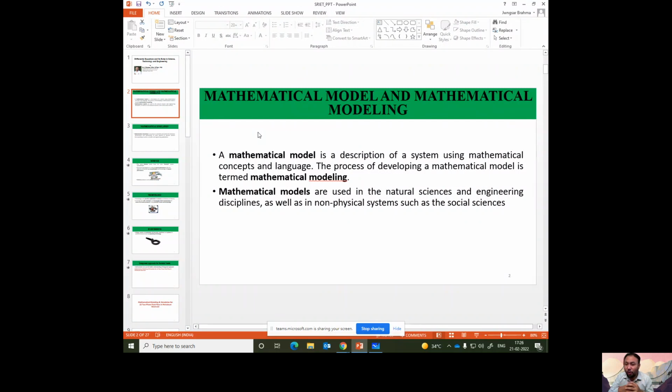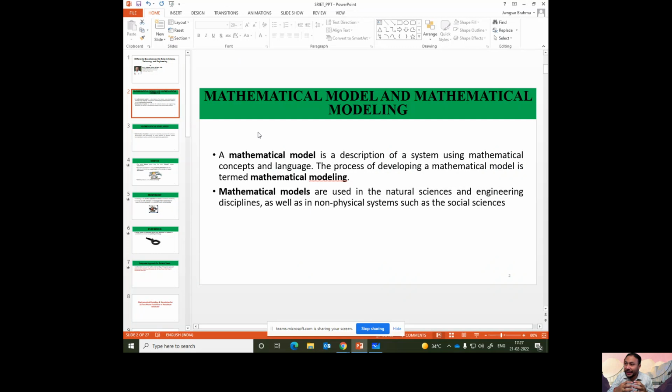Now, what about mathematical modeling? The process of developing that differential equation, the process of developing that mathematical model, is called mathematical modeling, right? Don't confuse that the mathematical model and differential equations are different. No. The mathematical model can be a differential equation. It may be a partial differential equation. It may be an ordinary differential equation. It is an equation, right?